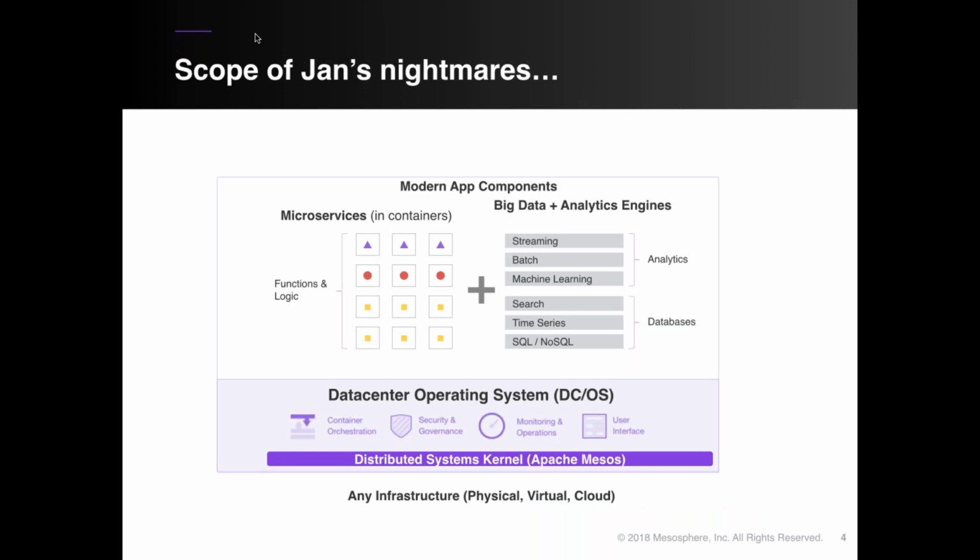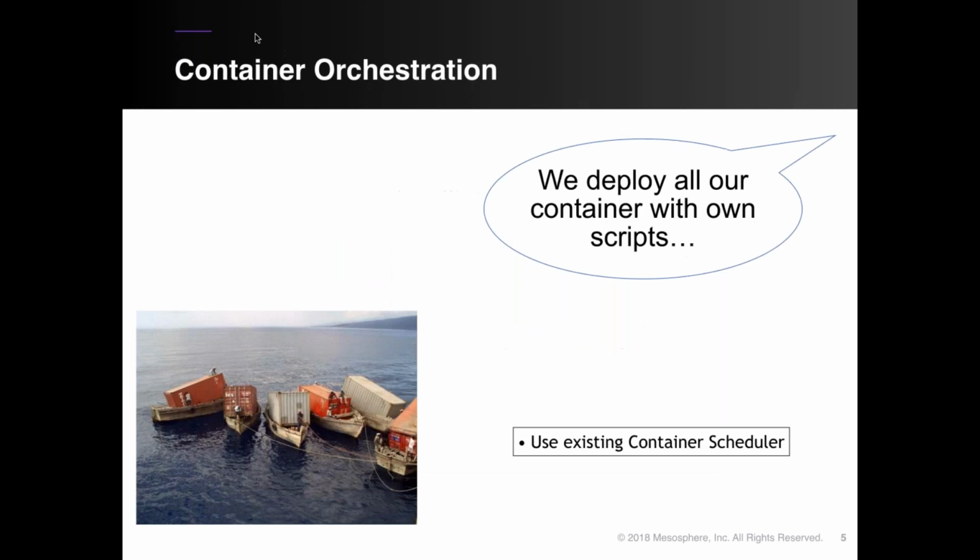As for the scope of Jan's nightmares, I'm working at Mesosphere, and we have an open source project called DCOS, short for Data Center Operating System. That's basically a distribution of Apache Mesos, which allows you to run containers as well as big data frameworks such as Spark, Flink, Kafka, Cassandra, easily on any kind of infrastructure. So it's both a container orchestrator and a big data framework scheduler. This is where both Jan and myself got into contact with all those containers and all the nightmares you'll see on the following slides.